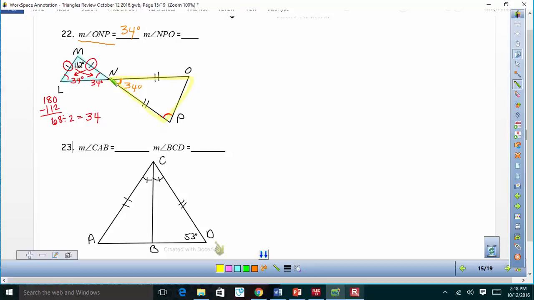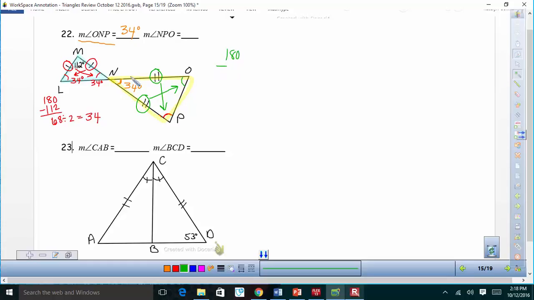Isosceles. Okay, so what does that tell me then? Or how does that help me? Two sides are congruent, which means what? The angles are congruent as well. So this angle and this angle will be the same. So we're going to do the same thing we did right here. We are going to take 180. We subtract the angle we already know, which is 34.